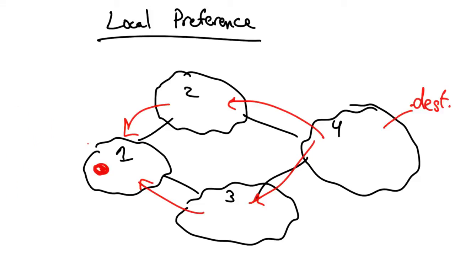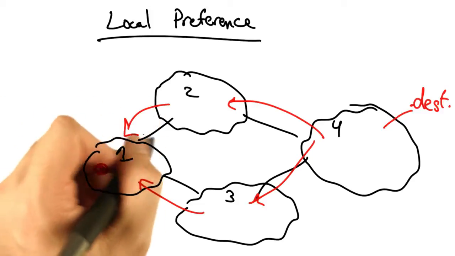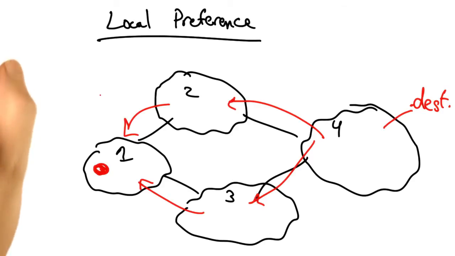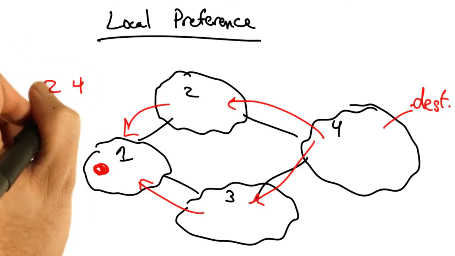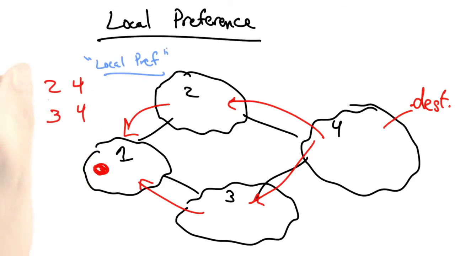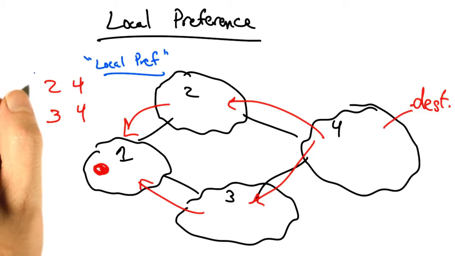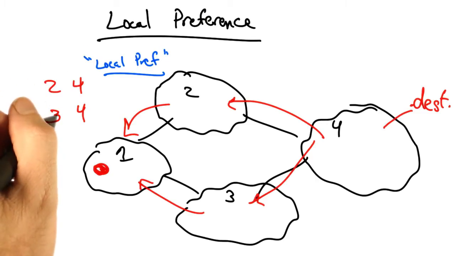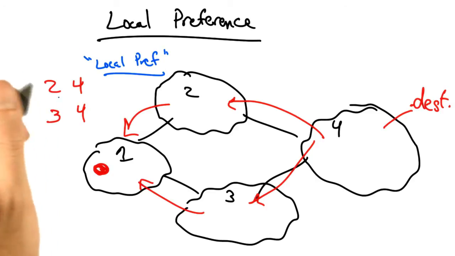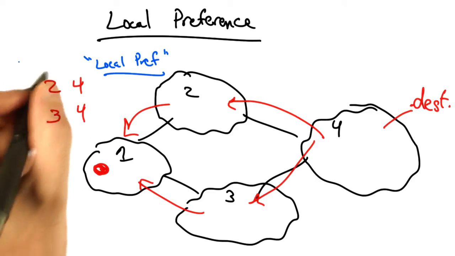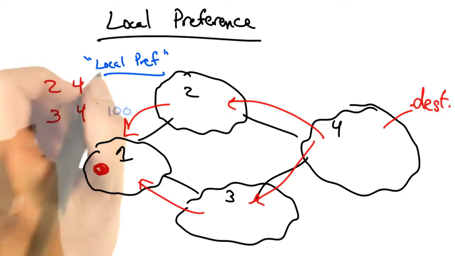Now, a router in AS1 might learn two routes to a destination, one via the AS path 2.4 and the other via the AS path 3.4. Local preference, or simply local pref, allows an operator to configure the router to assign different preference values to each of the routes that it learns.